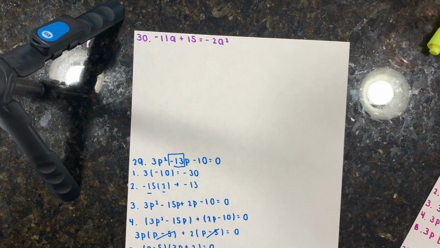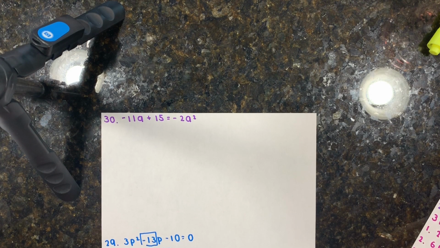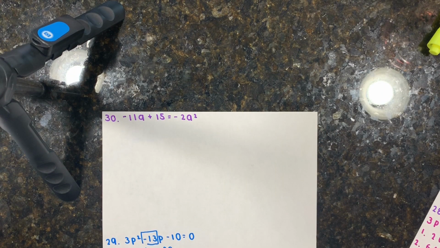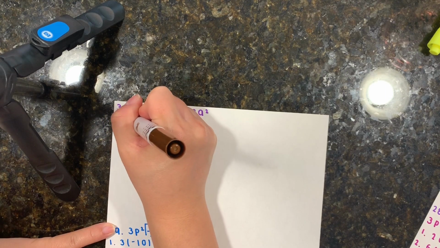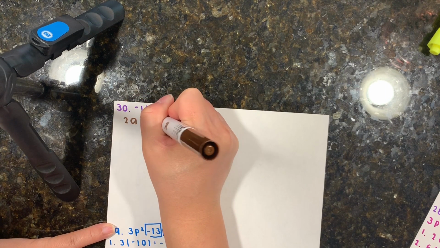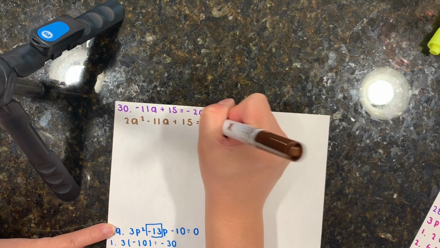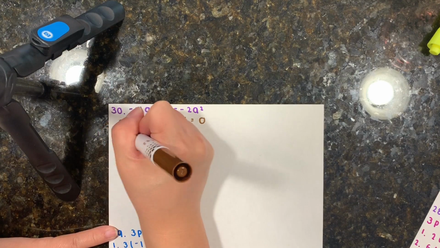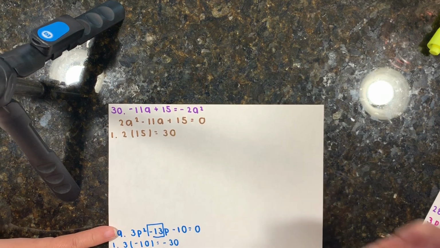And lastly, we're going to look at number 30. So for number 30, we are going to start by moving the a squared over to the left-hand side because it has to be set equal to 0 before I can do this. So it would be 2a squared minus 11a plus 15 equals 0. You're going to multiply the first and the last term. So I have 2 times 15, which is going to give us 30.